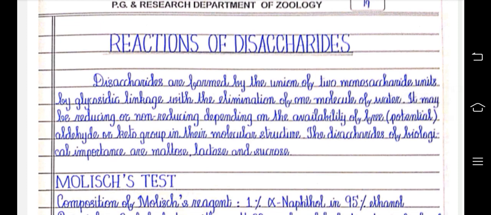Reactions of disaccharides. Disaccharides are formed by the union of two monosaccharide units by glycosidic linkage with the elimination of one molecule of water. It may be reducing or non-reducing depending on the availability of free or potential aldehyde or keto group in their molecular structure. The disaccharides of biological importance are maltose, lactose and sucrose. We just learned about glucose and fructose. These are monosaccharides. Later is about disaccharides, for example maltose, lactose and sucrose.